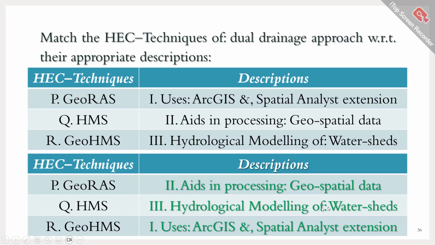So hydrological modeling system or hydrological modeling software of watersheds is the full form of the HMS. Now, whenever this HMS uses ArcGIS and spatial analyst extension, then it becomes GeoHMS. RAS or river analysis system that we have seen earlier, when it also aids in processing geospatial data, then that RAS HEC is known as GeoRAS HEC. Okay, quite simple enough.